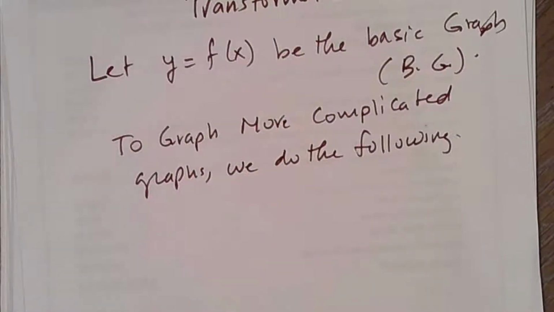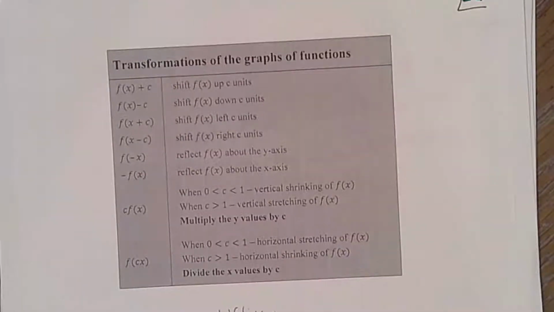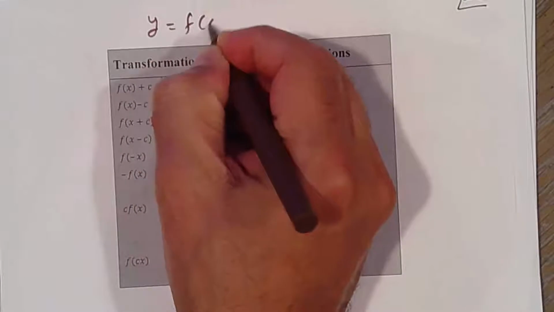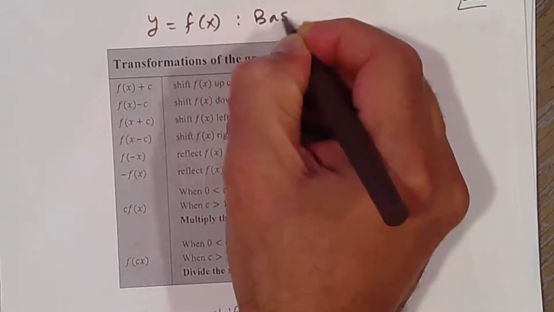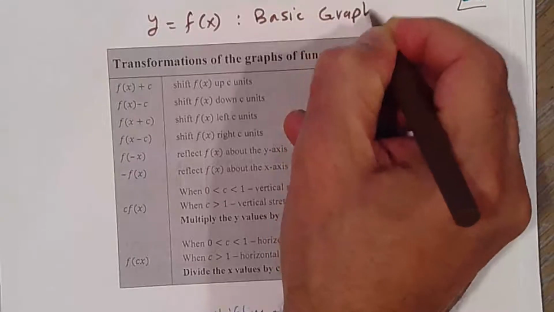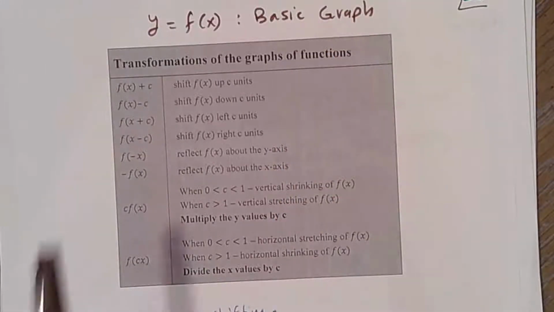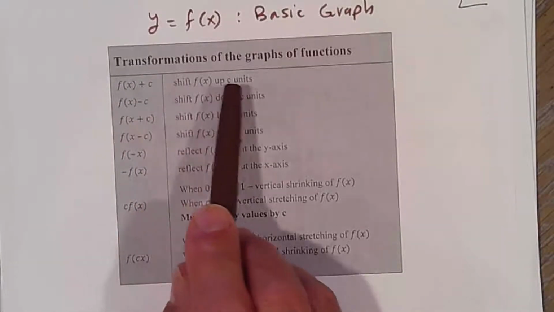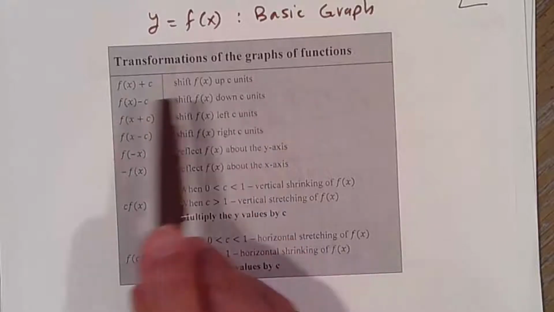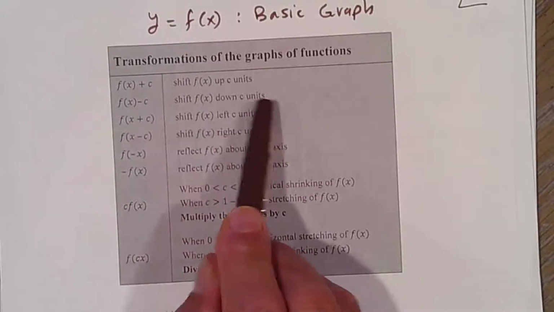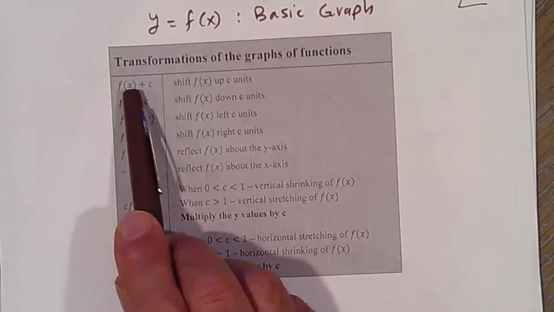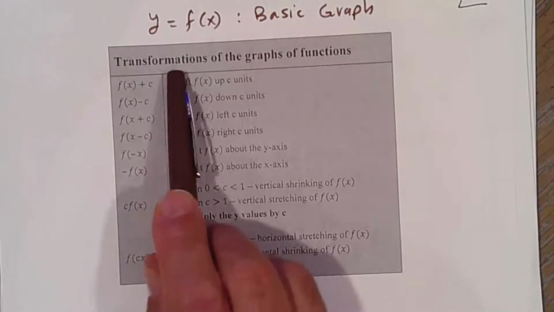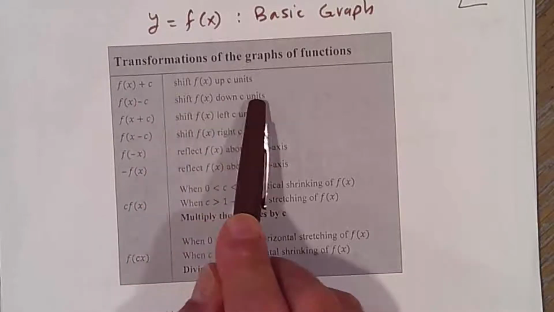Now, these are the steps for transformation of functions. Again, remember y equals f of x is the basic graph. So the graph y equals f of x plus c, where c is positive, you're going to shift f of x up c units. If it's minus c, it's going to go down c units. Again, f of x is your y value, so you're adding c to every y value, it goes up c. Subtracting c from each y value, it goes down c.